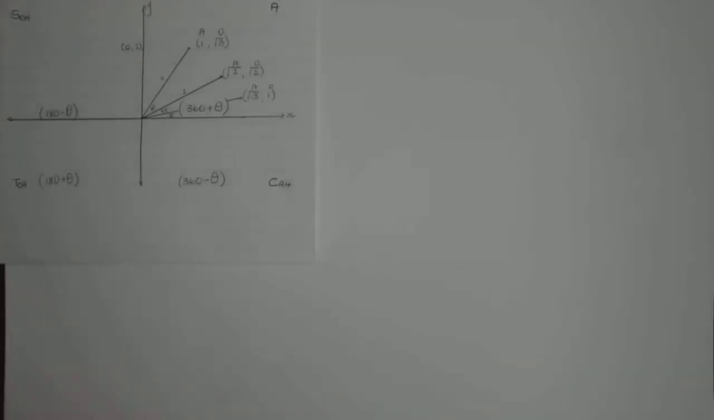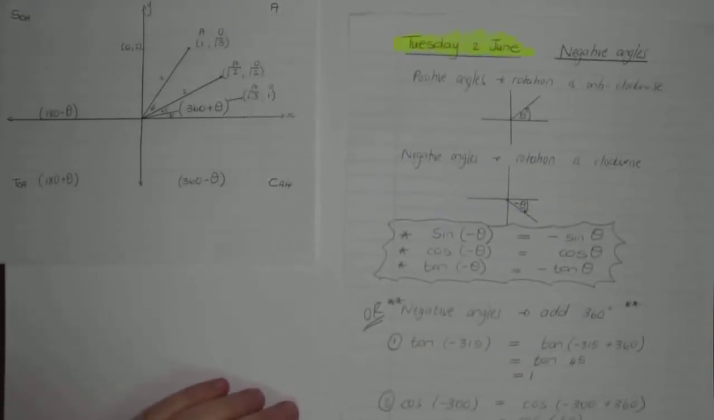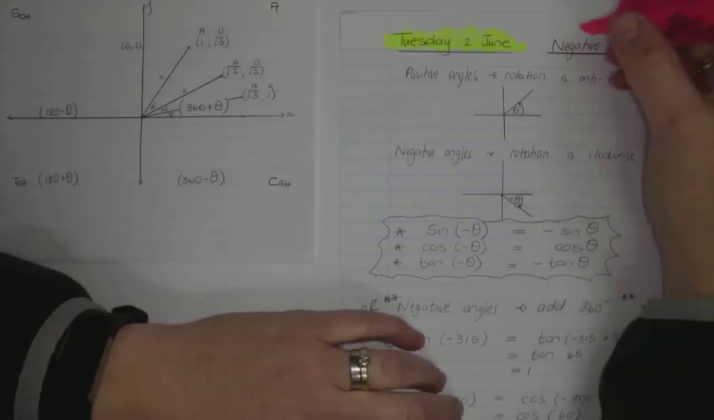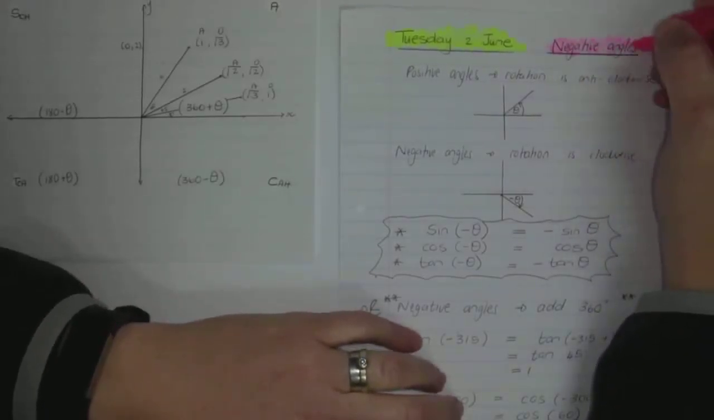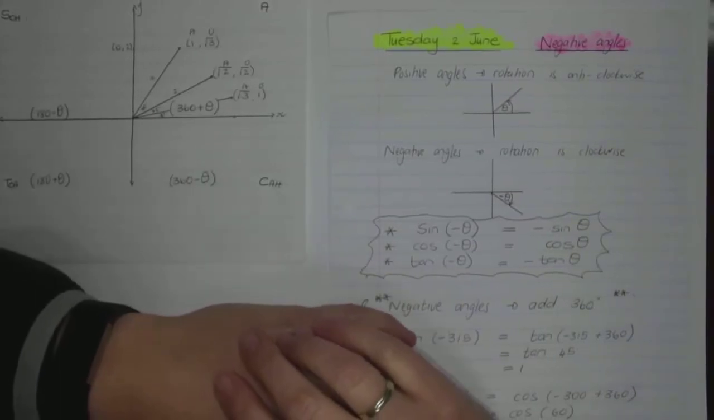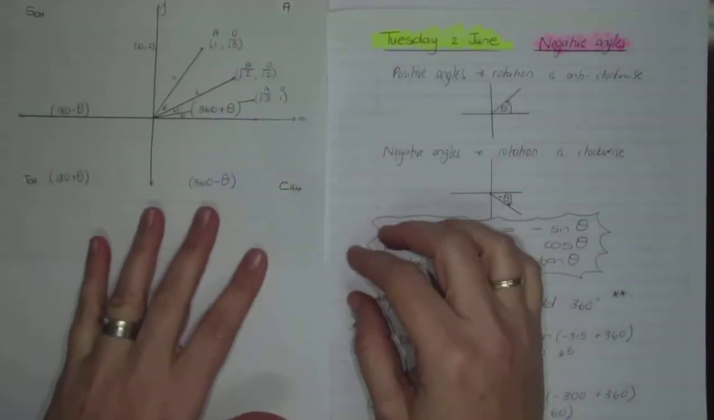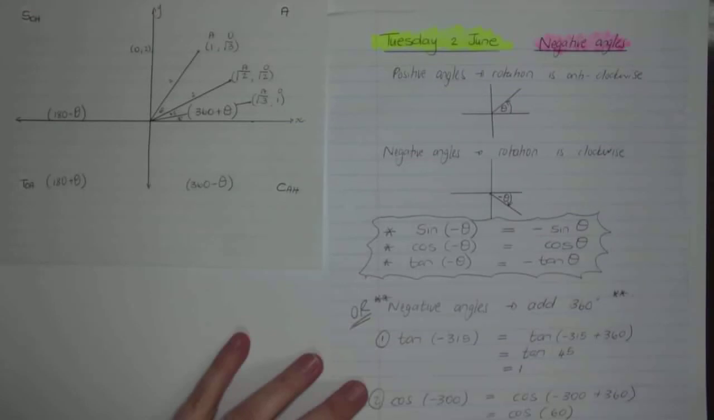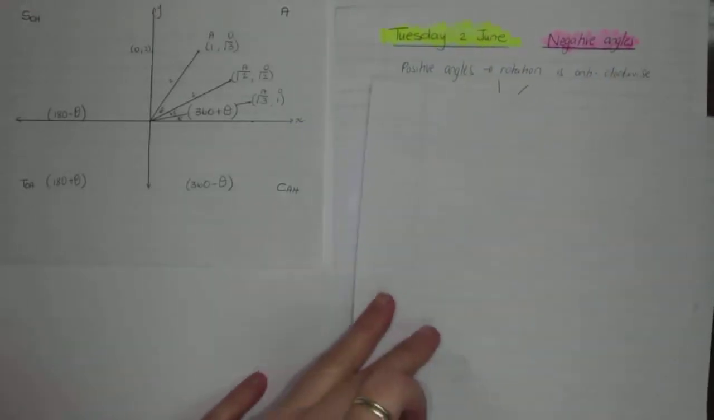It's Tuesday the 2nd of June and we're doing something new today, still in trig, but today we are going to do negative angles. So once again I've written out the notes, just shortens the video and I'll talk you through it.